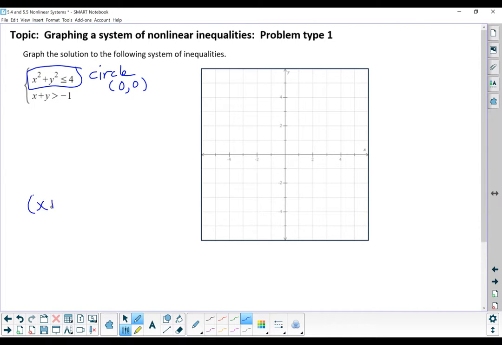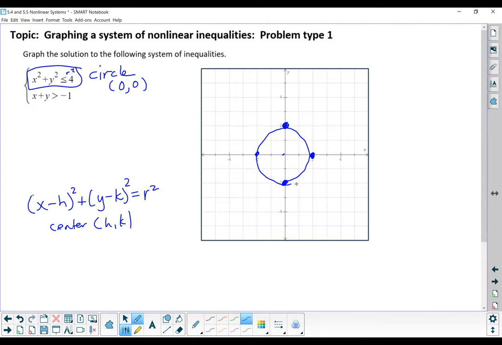So remember, sometimes circles are shifted to the left or to the right. But this one is centered right on the origin. So the radius squared is 4, so we need to count out 2 in each direction from the center to get our circle. And this circle is a solid line. It could be dashed if it did not have that equality with it, but this one is a solid line.